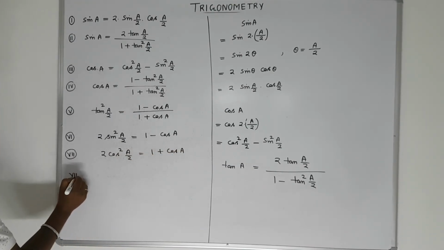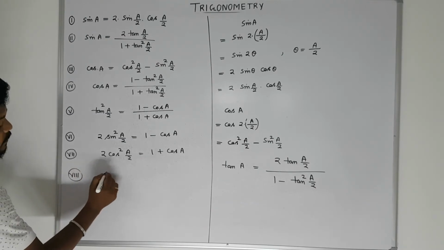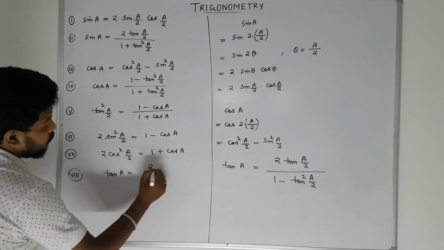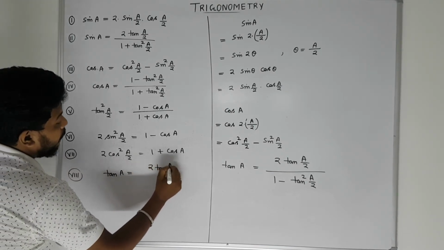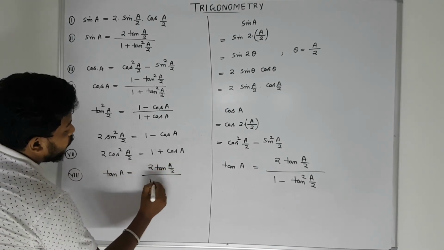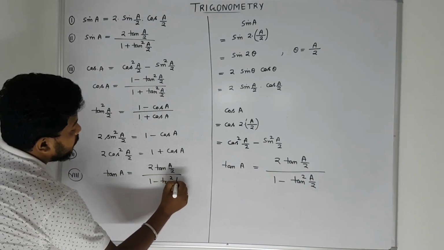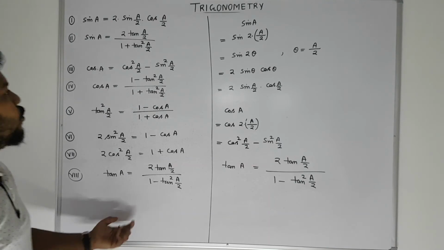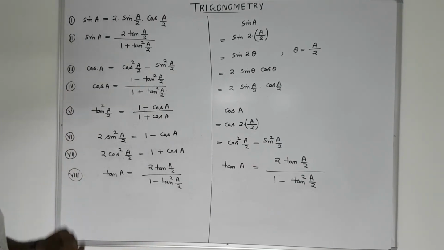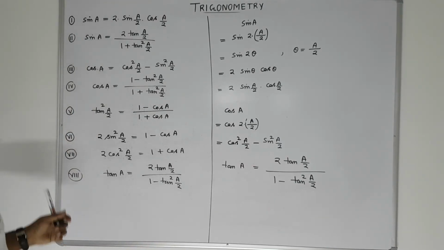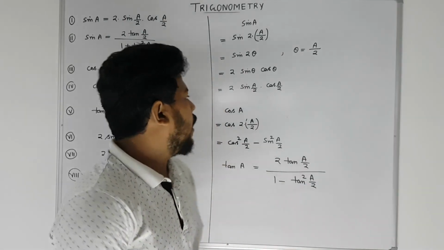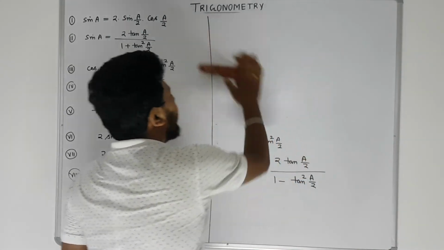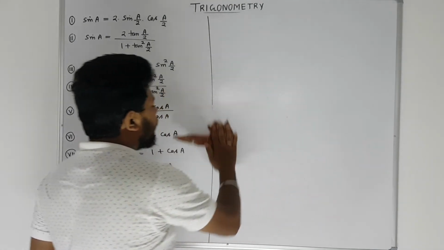And number 8, tan A is equal to 2 tan A by 2 divided by 1 minus tan square A by 2. Formula of tan twice A. So, we have derived the formula of submultiple angles of trigonometric functions. Now, we will study some more formulas involving negative angles.